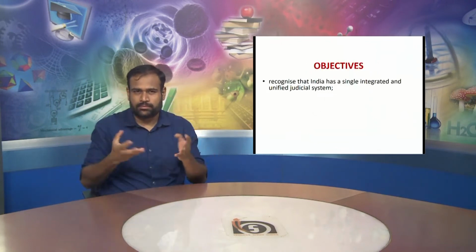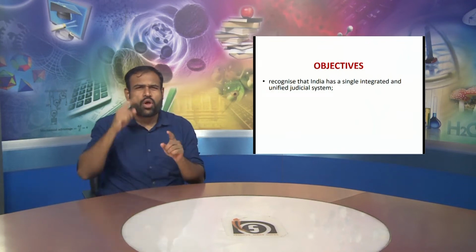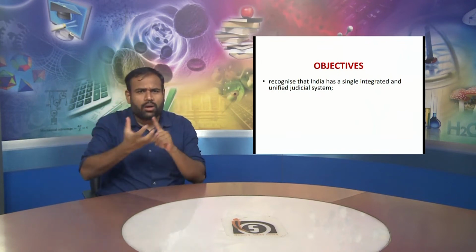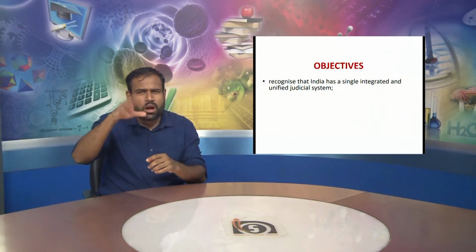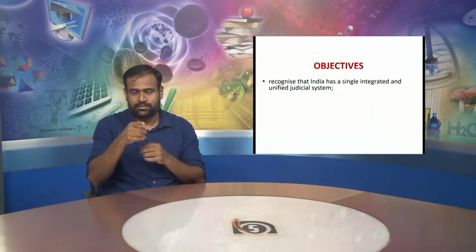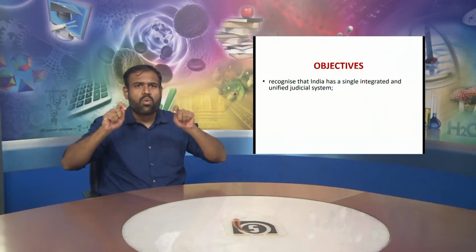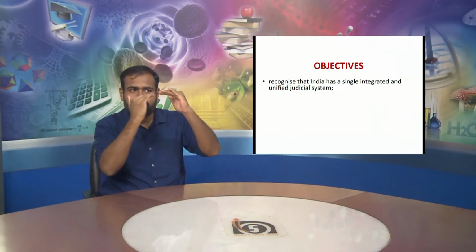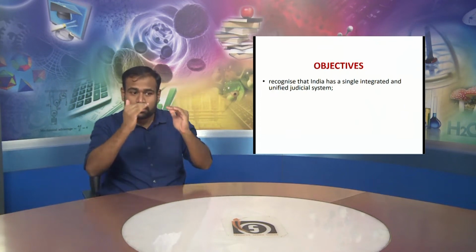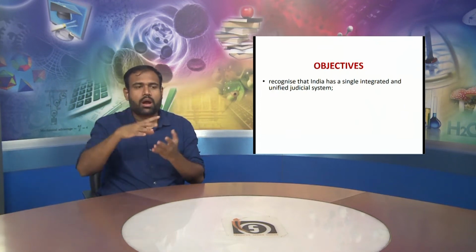We have discussed the difficult words. Now let us begin the lesson by looking at the objective. The first objective is to recognize that India has a single, integrated and unified judicial system.